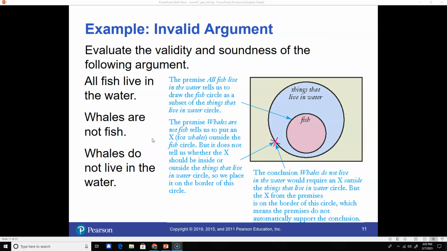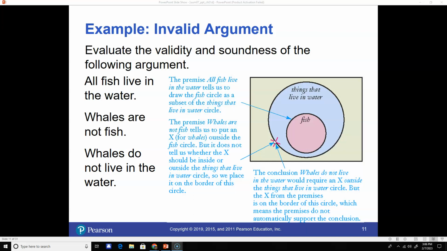All right, so whales are not fish. So whales exist somewhere outside the fish bubble, but if we didn't know anything about whales, we wouldn't know whether they live in the beige, in the blue, or somewhere in between. So whales are not fish tells us to put an X for whales outside the fish circle, but again, it doesn't tell us whether or not whales actually live in the water. So for that reason, the X is drawn on the circle. And so the conclusion is that whales do not live in water. So this is not valid because, based on how we've drawn everything, we don't actually know.